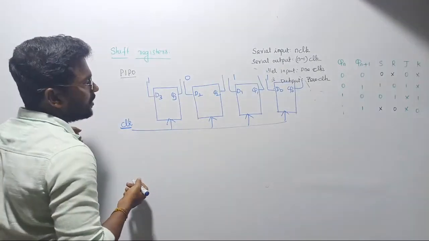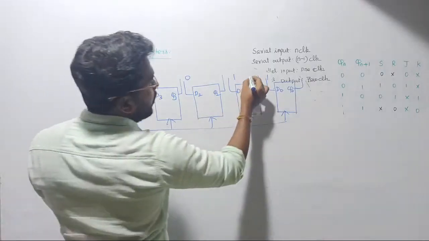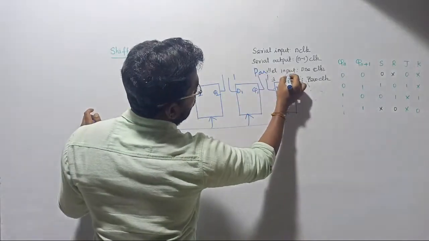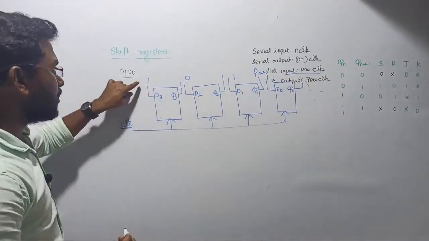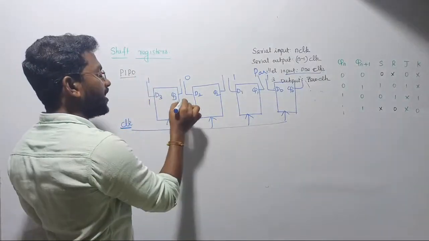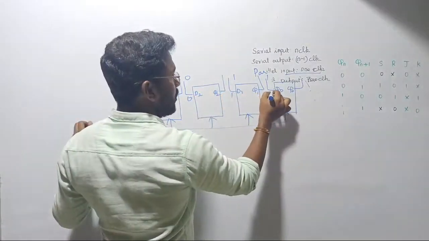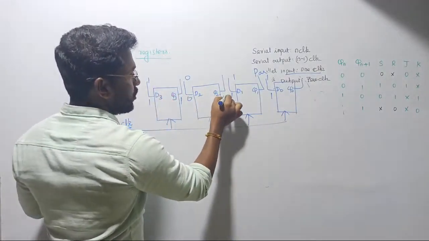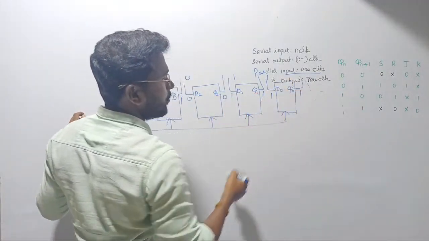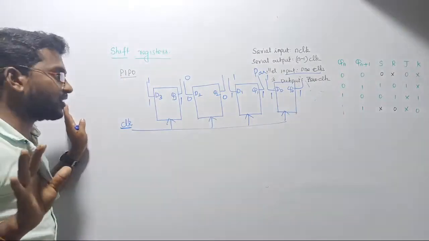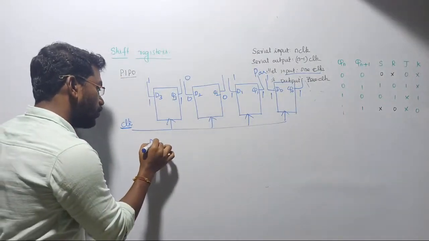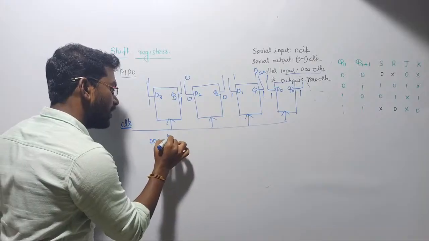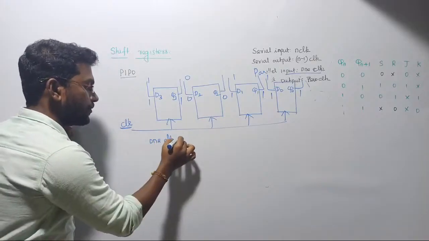Listen guys, parallel input. For parallel input, how many clocks are required? Only one clock, because the data is available ready-made at the input port. If you give one clock, automatically this data will be shifted here. This 0 will come here, this 1 will come here, this 1 will come here. Registered. That's all. So with only one clock, the data will be registered on the input side.